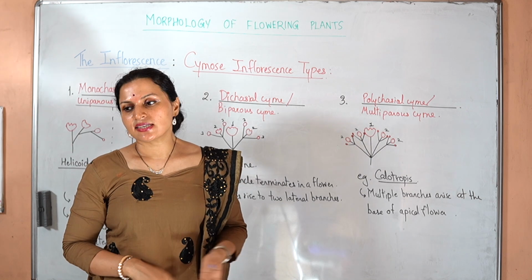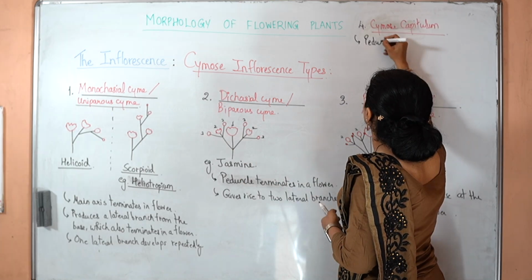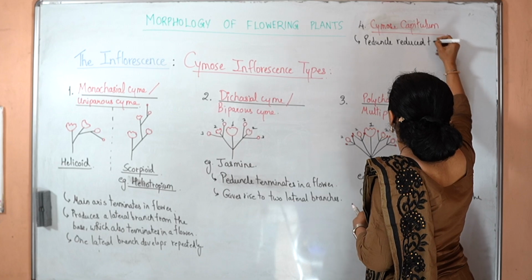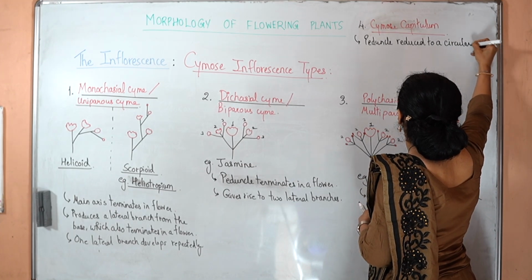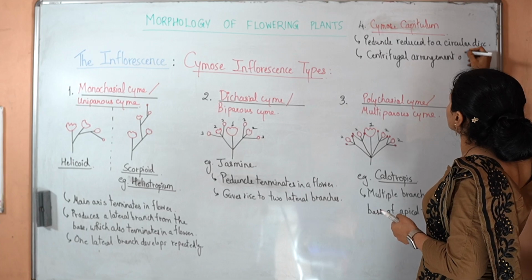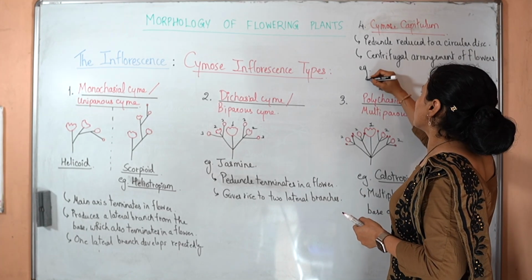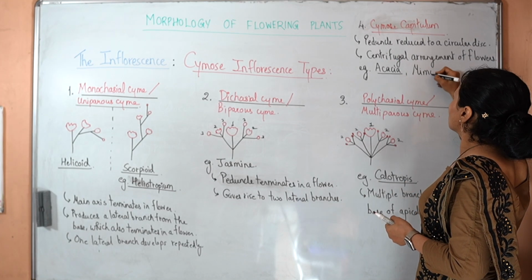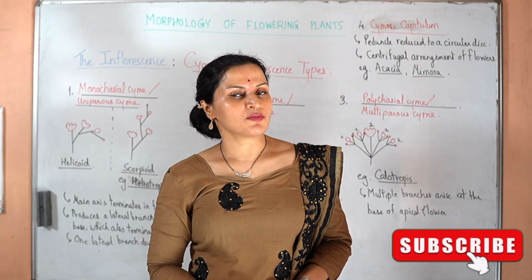This will be called as Cymose Capitulum. Peduncle reduced to a circular disc. There is a centrifugal arrangement of flowers in this case. Examples will write Acacia mimosa. So these are the 4 different types of Cymose inflorescence.